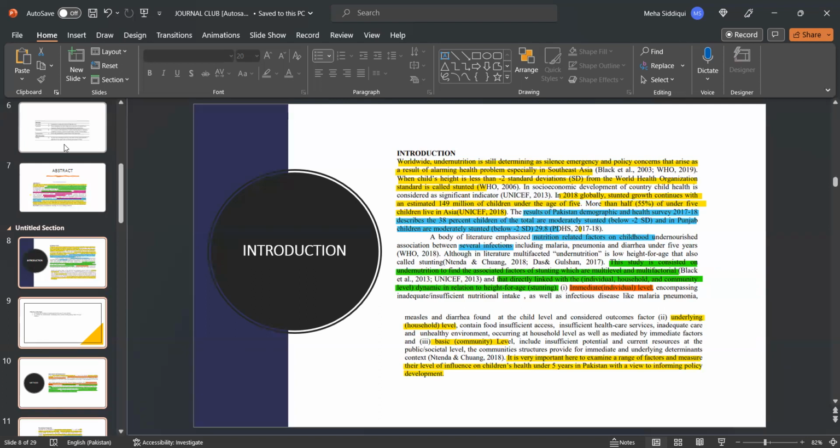These studies consisted of undernutrition to find the associated factors of stunting, which are multi-level and multifactorial, and that directly linked with individual, household, and community dynamics in relation to height for age. So it is very important here to examine a range of factors and measure the level of influence on children's health under 5 years in Pakistan, with a view to informing policy development.